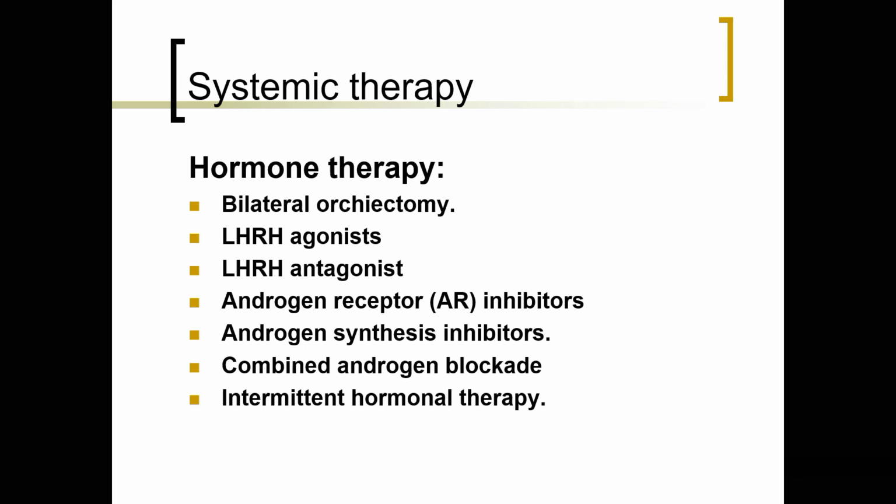Then, androgen synthesis inhibitors. The testicles produce most of the body's testosterone, but other cells in the body can still make small amounts of the hormone that may drive cancer growth. These include the adrenal glands and some prostate cancer cells. Androgen synthesis inhibitors target the enzyme called CYP17 and stop cells from making testosterone.